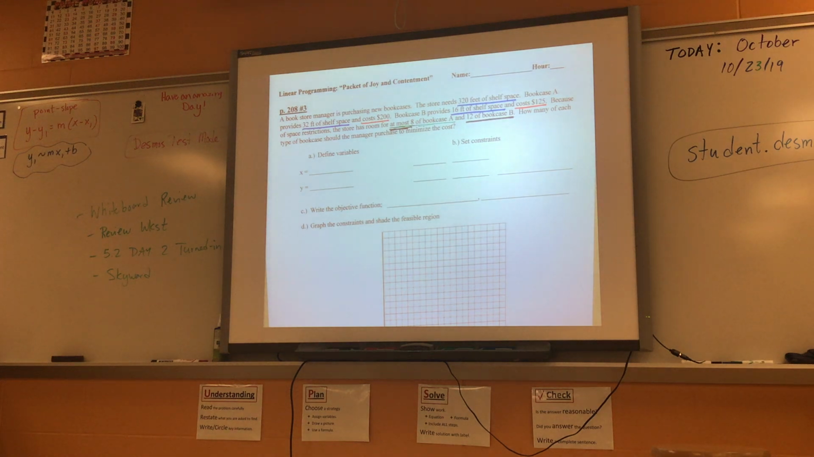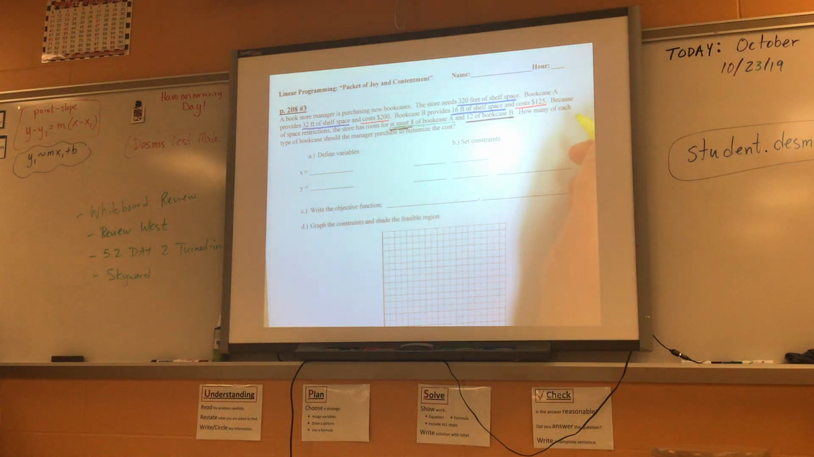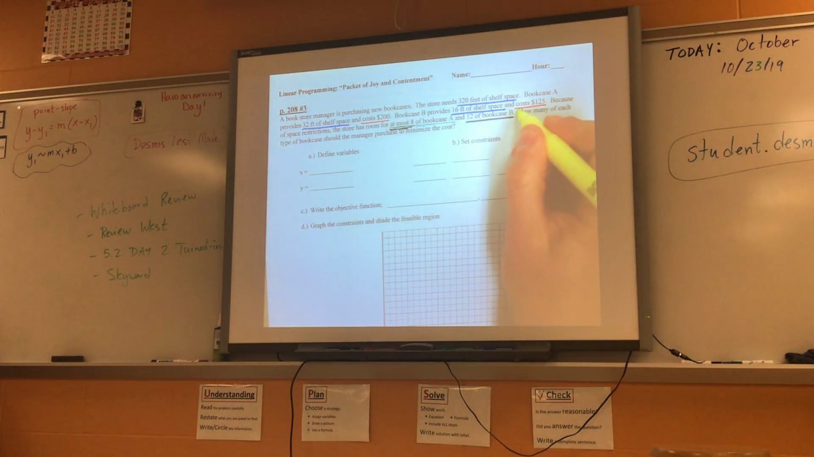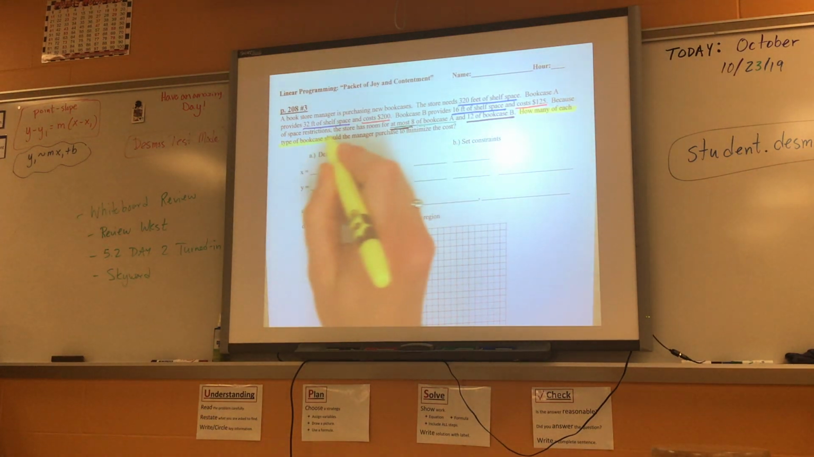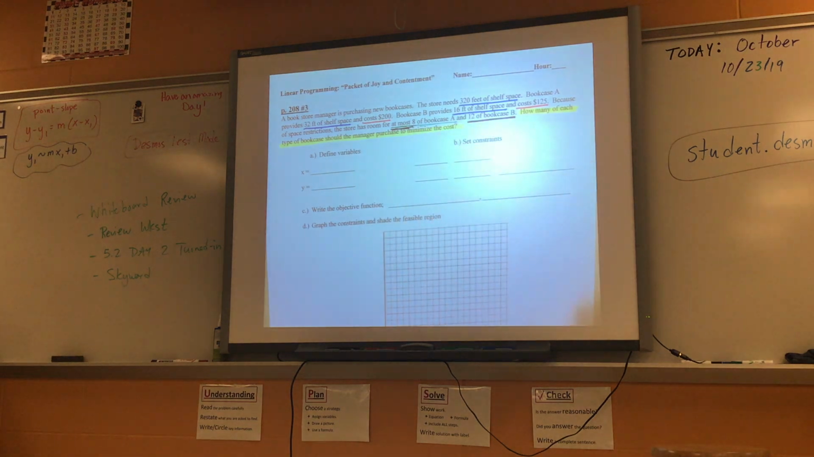Lastly, I'm going to highlight this last sentence. It says, how many of each type of bookcase should the manager purchase to minimize cost? That is the goal of the problem. Okay, deep breath, here we go.